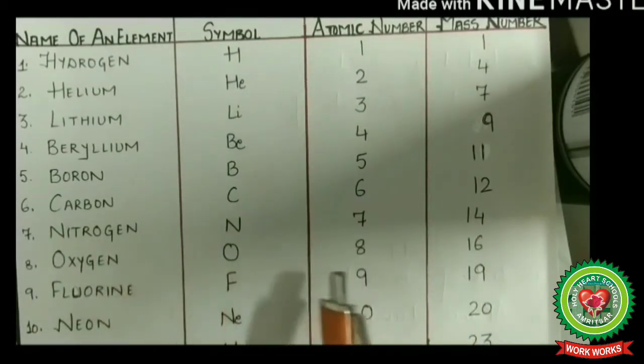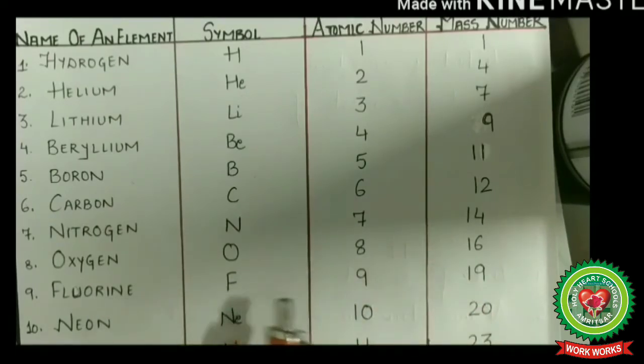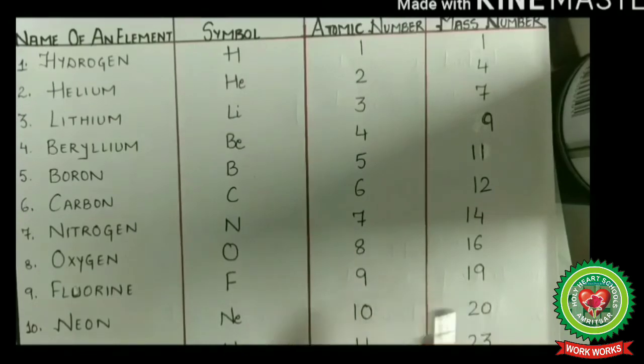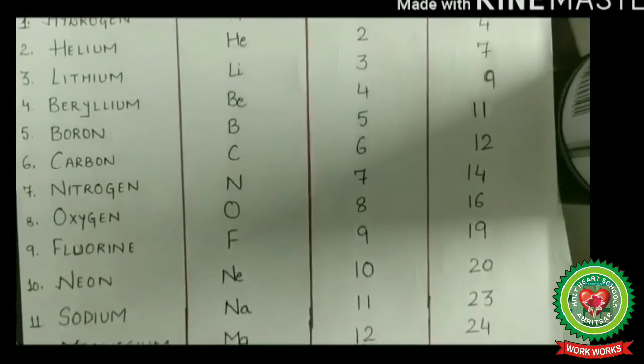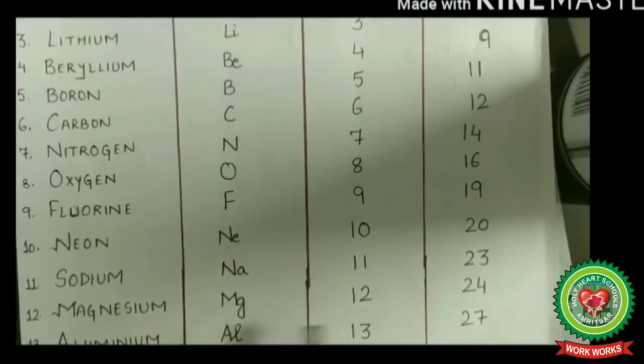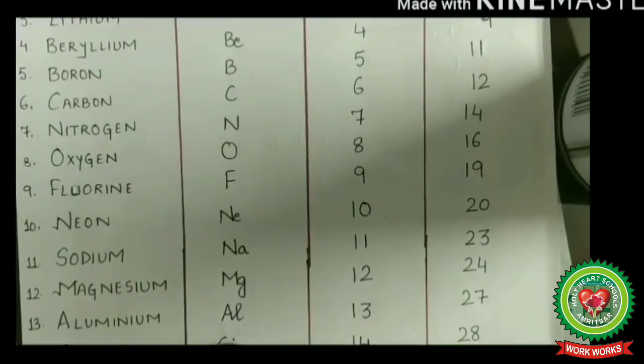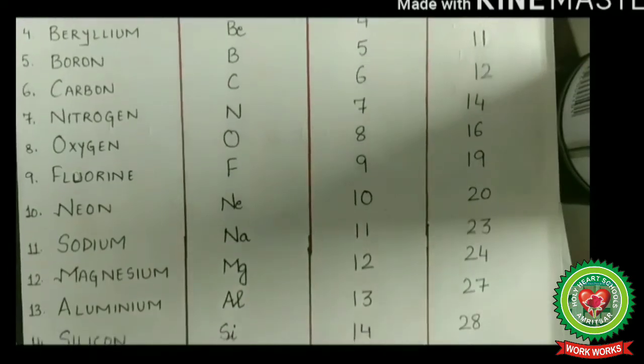Oxygen, O, atomic number is 8, mass number 16. Fluorine, symbol F, atomic number 9, mass number 19. Neon, symbol Ne, atomic number 10, mass number 20. Sodium, symbol Na, atomic number 11, mass number 23. Magnesium, symbol Mg, atomic number 12, mass number 24. Aluminium, Al symbol, atomic number 13, mass number 27.